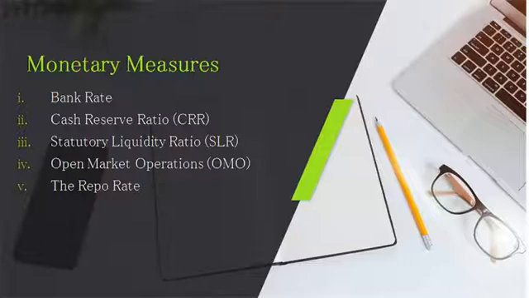Second is the cash reserve ratio, and this is a very important term. If you are studying banking, you need to know this terminology, cash reserve ratio, or CRR. CRR is a ratio of the entire money with the bank, which is to be kept with the RBI.